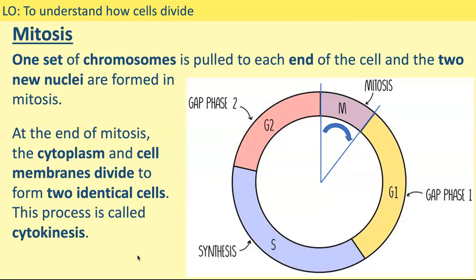So if you now move on to mitosis, it's the process where 1 set of chromosomes is pulled to each end of the cell and 2 new nuclei are formed. At the end of mitosis, there is a step called cytokinesis, and this is where the cytoplasm and the cell membrane divide to form 2 identical cells.